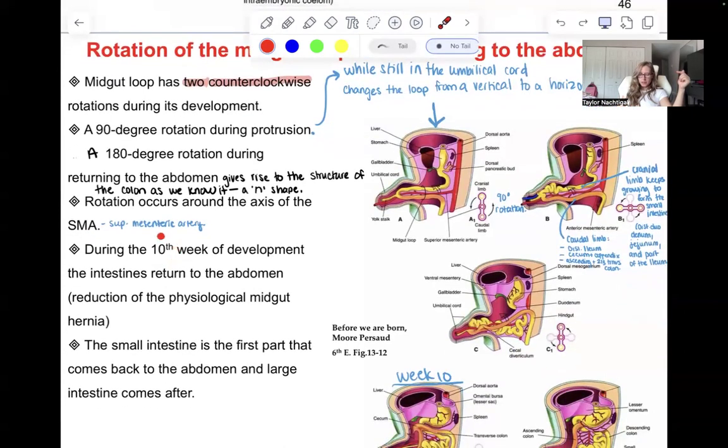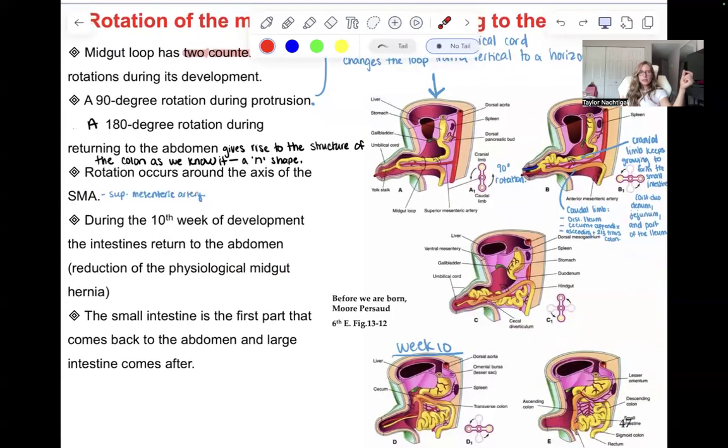This is going to be occurring during the 10th week of development as the intestines come back into the abdomen and the physiologic midgut hernia disappears or is reduced. The order that this happens in is that the small intestine is the first part to come back into the abdomen, and then the large intestine comes after.